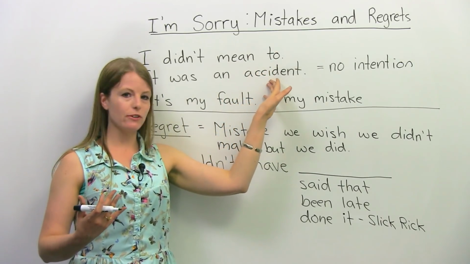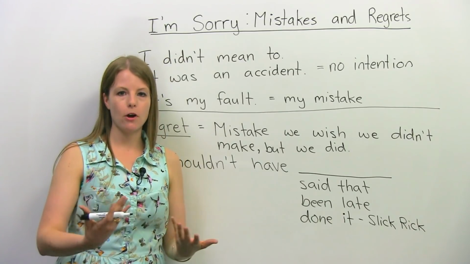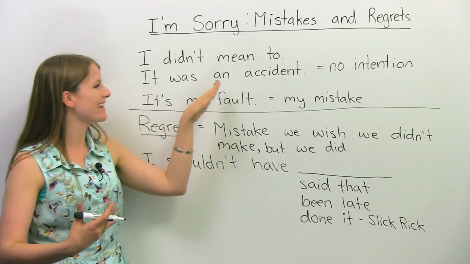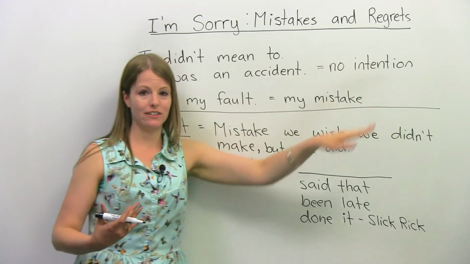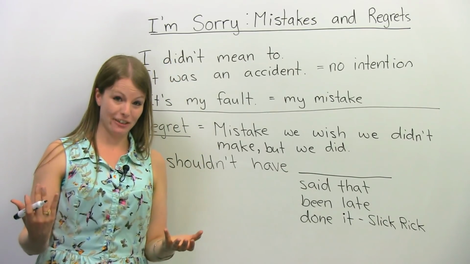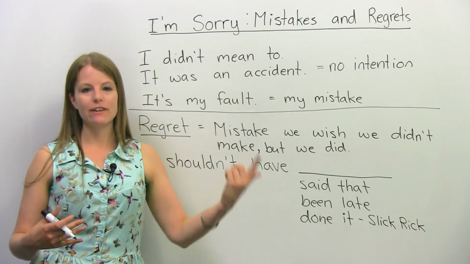It means there was no plan to cause problems or to hurt somebody. There was no plan. It happened, but it was an accident. There was no intention to do wrong. So if you watch English movies or listen to a lot of English songs, you'll often hear these expressions. I didn't mean to. It was an accident.